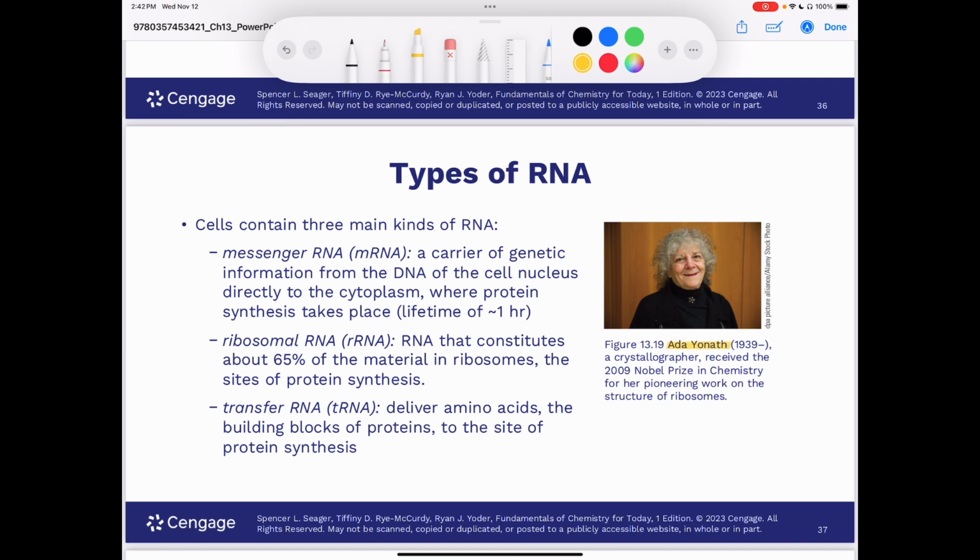In 2009, Ada Yonath, that you see here, won a Nobel Prize in chemistry for studies of structure and function of the ribosome. The function of ribosomes at the sites of protein synthesis is discussed later on in section 13.7, but briefly, ribosomes are large complexes that are composed of about 65% ribosomal RNA, or again, rRNA, and about 35% protein. Overall, rRNA constitutes about 80 to 85% of the total RNA in a cell.